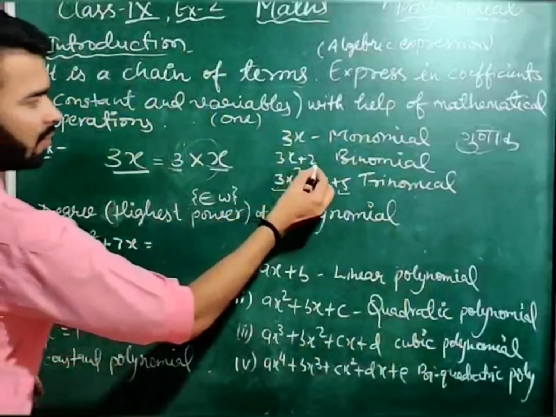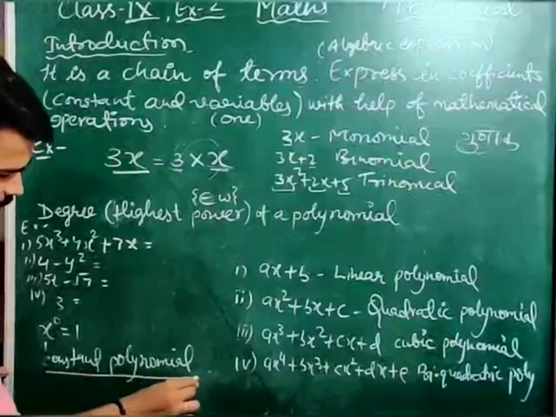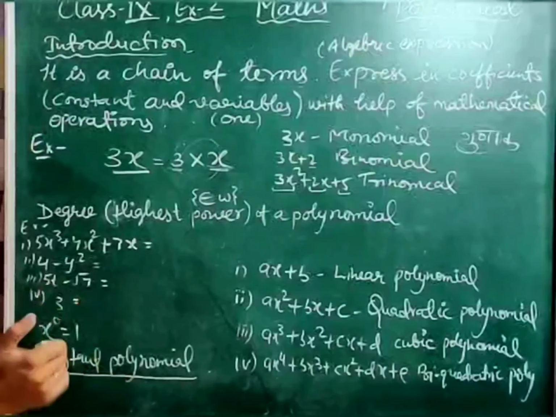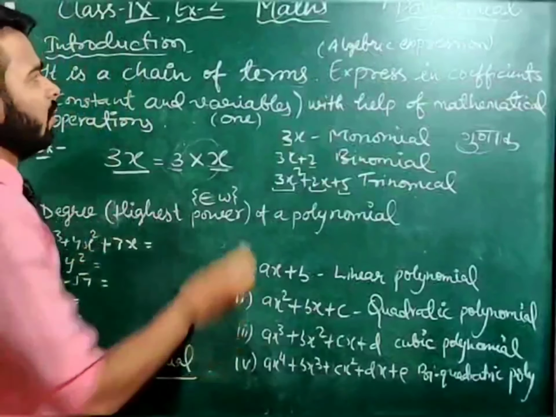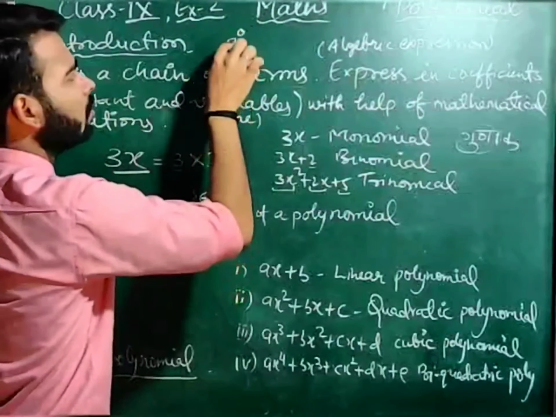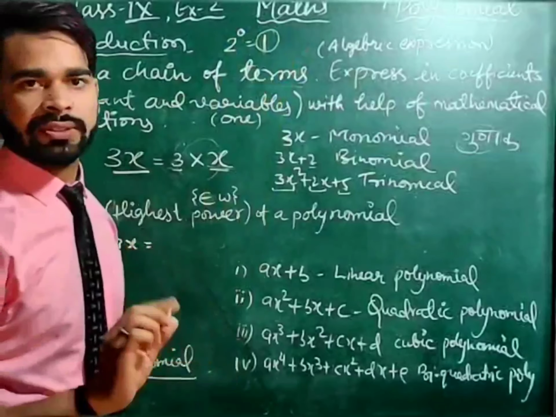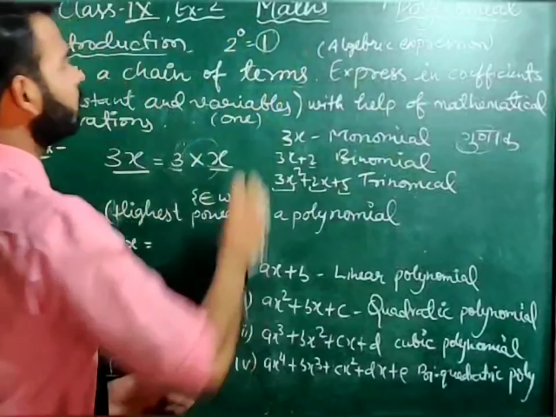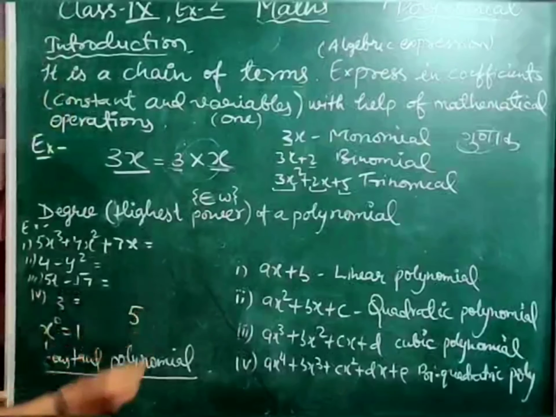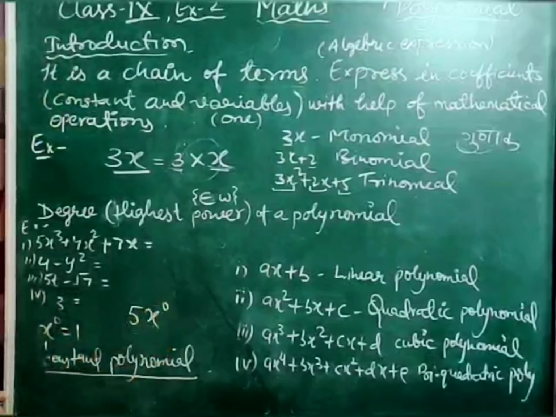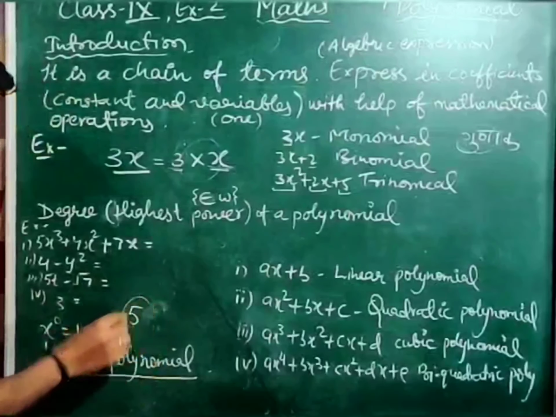Now let me tell you, I have written here 2 and it is considered a polynomial. So it is a constant polynomial. As I told you in the law of exponents, if the exponent is 0, the power is 0, then the value is 1. What is 1? 1 is a constant. So any number, suppose 5 is given, you can write x to the power 0. What is the value of x to the power 0? It is 1.